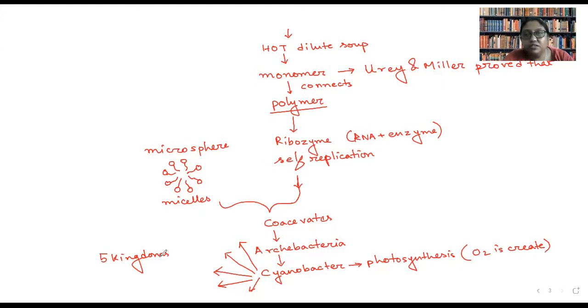these monomers were embedded. The monomers were present inside it, and as soon as the water molecule from 2 adjacent monomers was removed, they got connected to form the polymer. So Sidney Fox proved this process of monomers forming polymers.